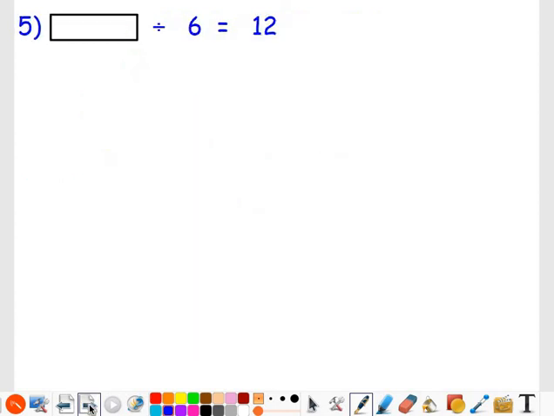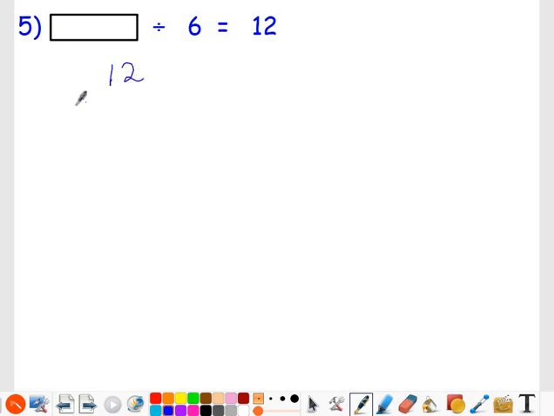Last example then, something divided by 6 equals 12. Well, at this time, we haven't been given the starting number, but we know if we divide that number by 6, it gives us an answer of 12. Well, again, we can do our inverse operation here to find what we started with. Rather than dividing by 6, we need to do the opposite of divide, which is times by 6.